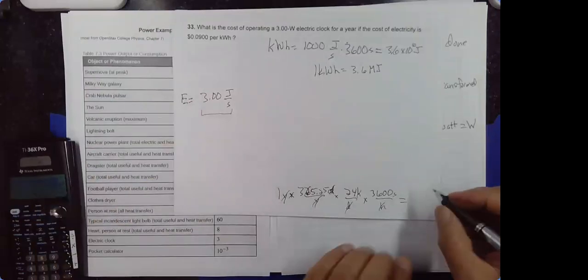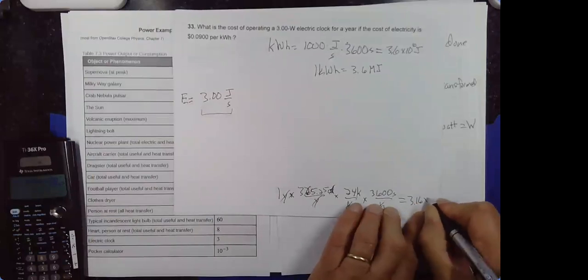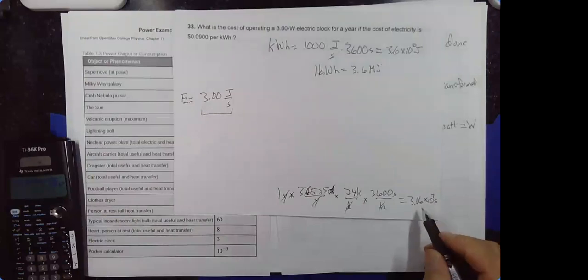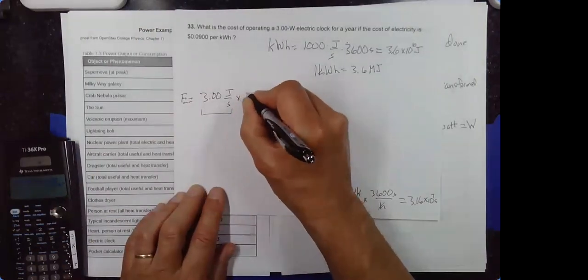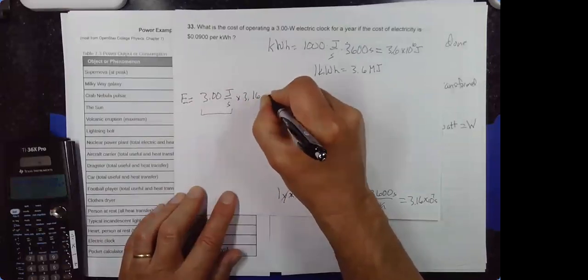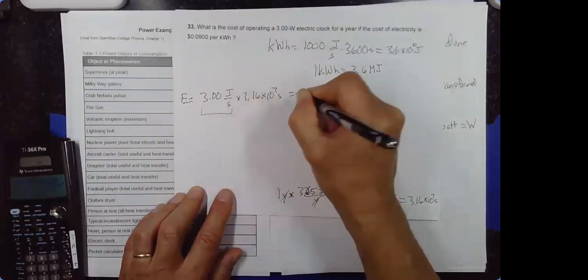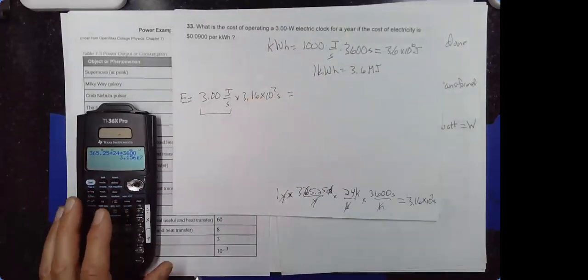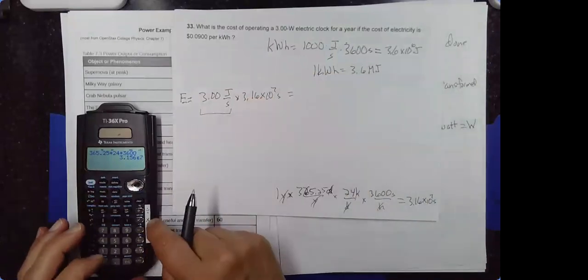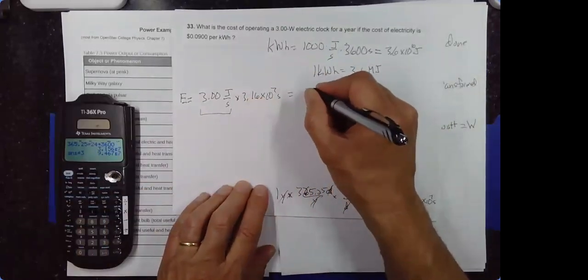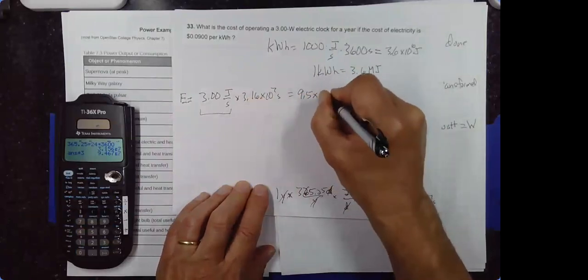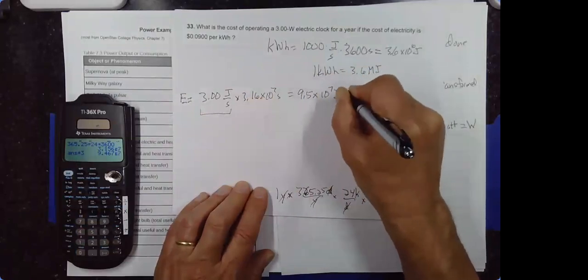Yeah, it's about 3.16 times 10 to the 7th seconds. Pi is 3.14 to three sig figs, and so this is a little bit more than pi times 10 to the 7th seconds. So that's how many seconds I've got. I'll take 3 joules per second and multiply it by 3.16 times 10 to the 7th seconds. I'll just multiply it by 3, and I'll get 9.5 times 10 to the 7th joules.